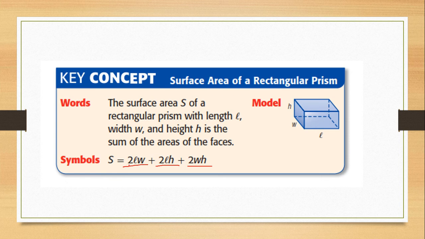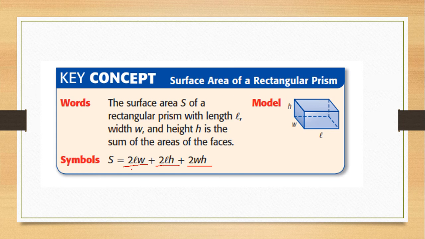When we do 2 times L times W, this is the top and bottom, okay? And 2 times L times H, the L length, the H height, that's the front and back. So this is the area of top and bottom, this is the area of front and back, and 2WH is the area of the two sides, okay? When we add the three things here, we get the surface area of the rectangular prism, okay?